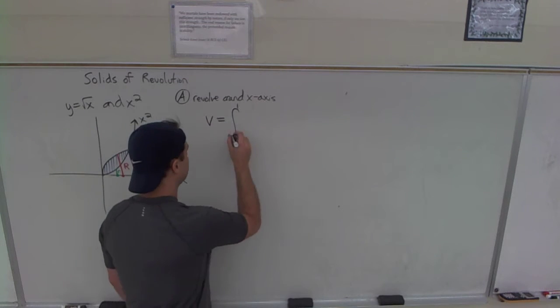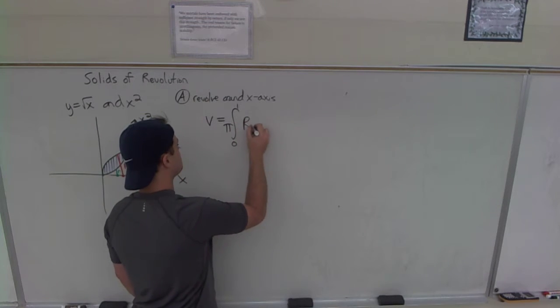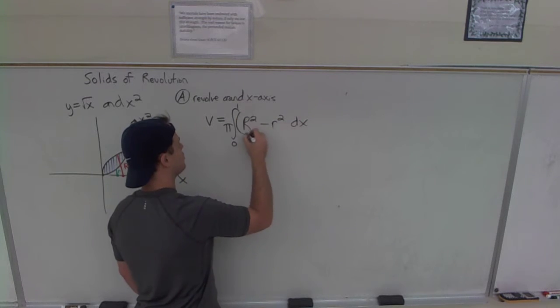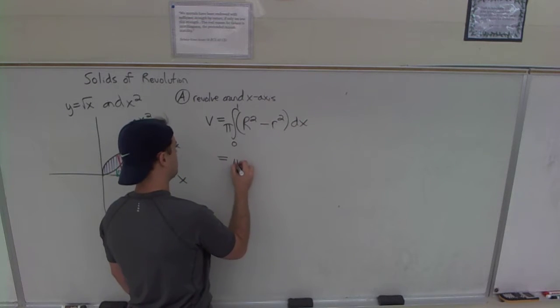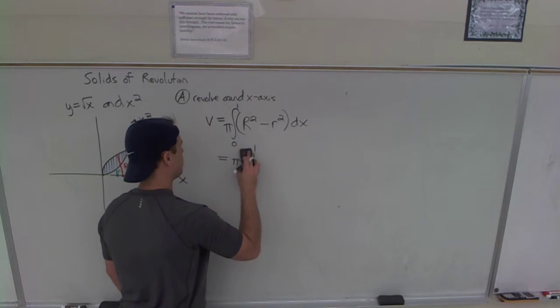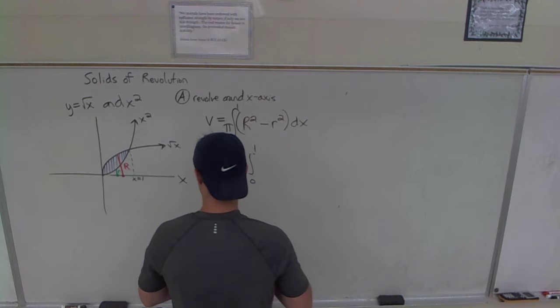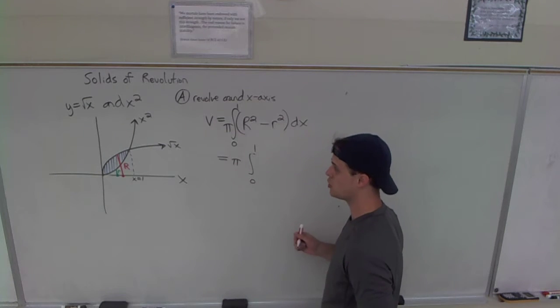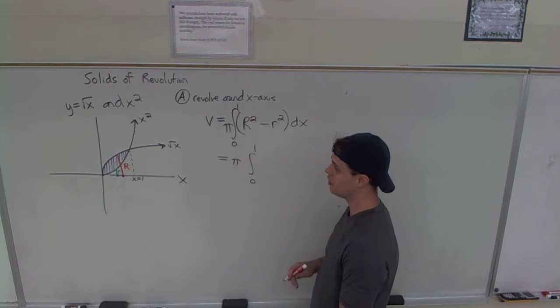Washer method: pi big R squared minus pi little r squared. This is getting distributed, of course. Okay, so 0 to positive 1. Alright, so now the most important part of the process, figuring out what the radiuses are from our picture. If you have a nice picture, it shouldn't be very hard.